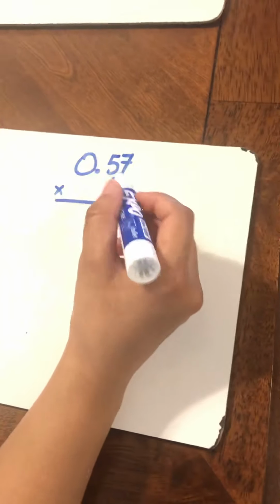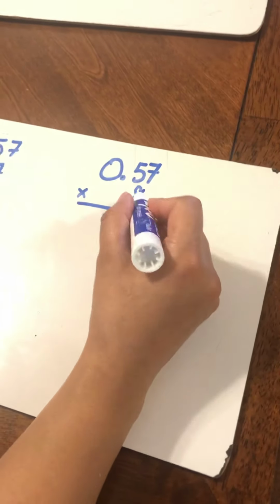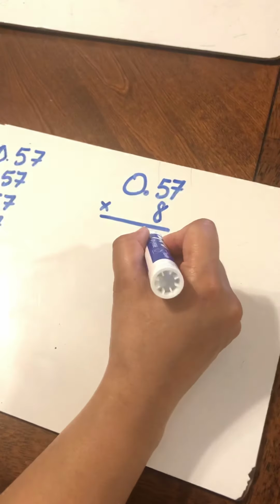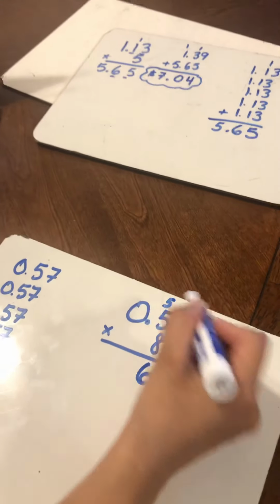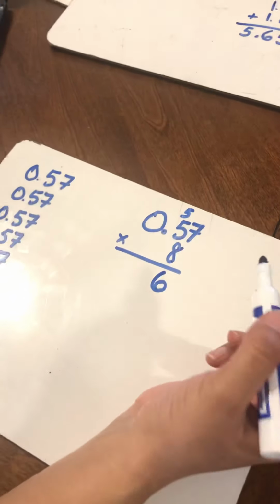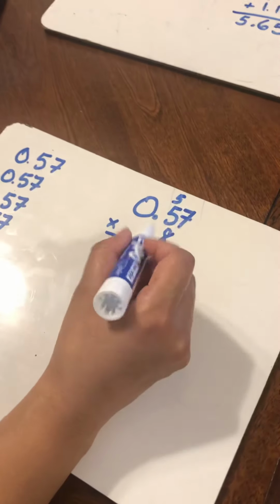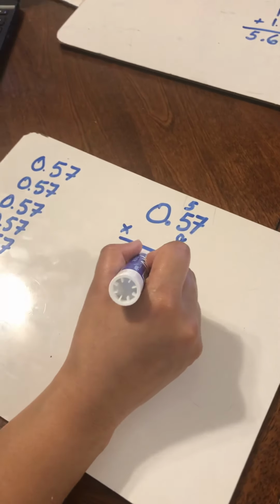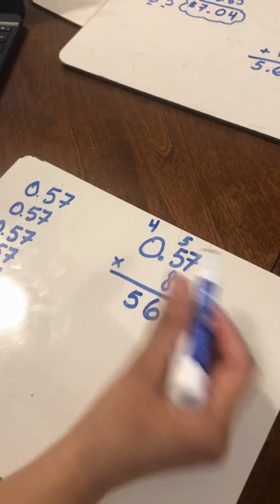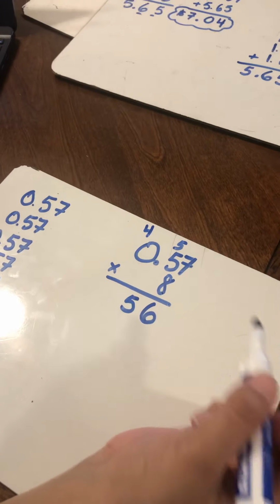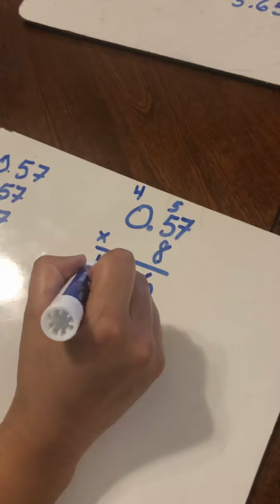So 8 times 7, sorry, that's my dog. 8 times 7 is 56. Carry the 5. 8 times 5 is 40, plus 5 is 45. Carry the 4. 8 times 0 is 0, plus 4 is 4.